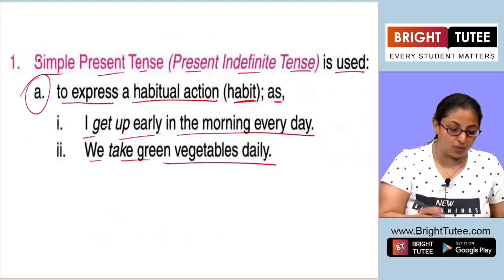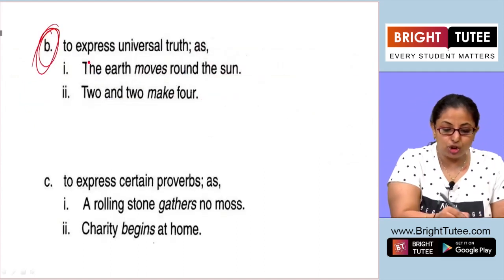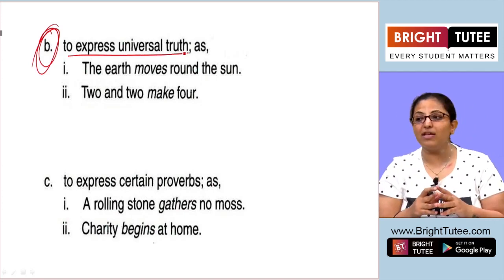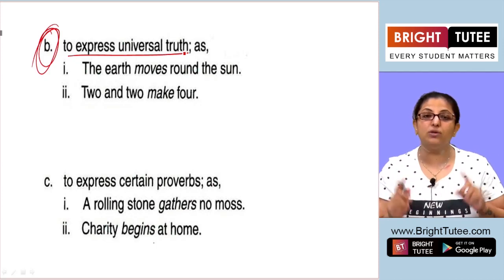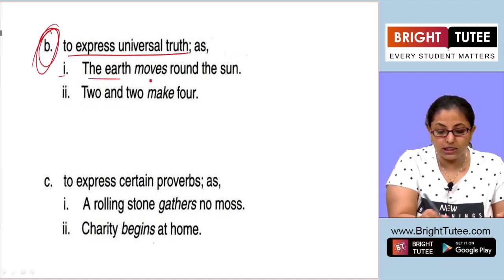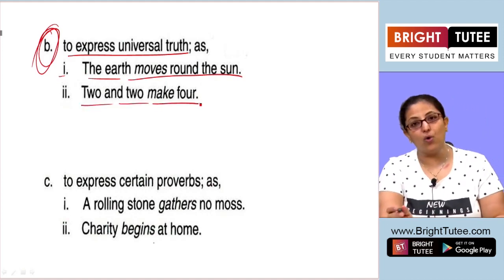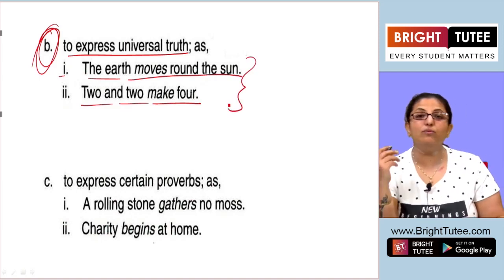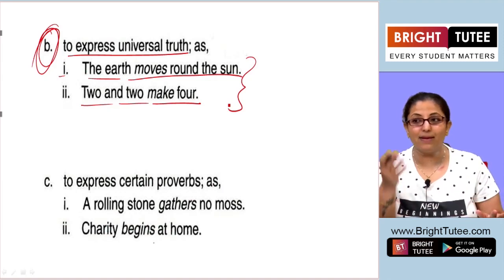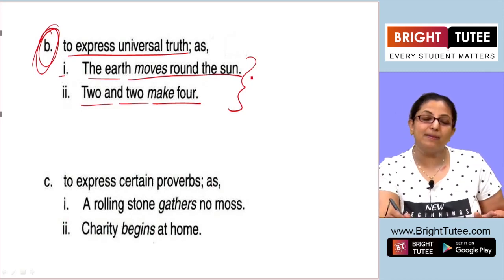The first thing was when we have to express a habitual action. The second thing is to express a universal truth. When we talk about something which is a fact, which is universal, then we use simple present tense. For example, the earth moves round the sun. 2 and 2 make 4. So again, these are universal facts. Nobody can change it. It is something which is true everywhere and to everybody. So again, here we use simple present tense.